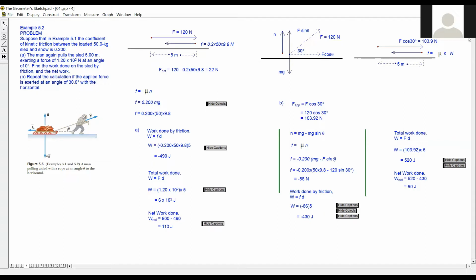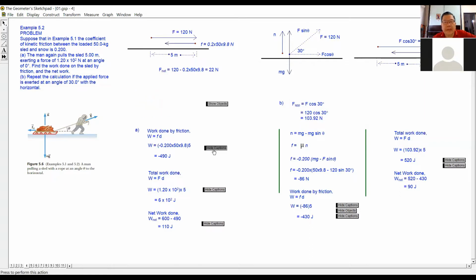Suppose that in example 5.1, the coefficient of kinetic friction between the loaded 50 kg sled and the snow is 0.2. The man again pulls the sled 5 meters, exerting a force of 1.2 times 10 to the power 2 newtons at an angle of 0 degrees. Find the work done on the sled by friction and the net work. Repeat the calculation if the applied force is exerted at an angle of 30 degrees with the horizontal.